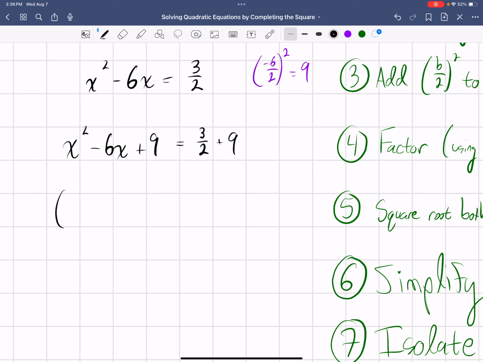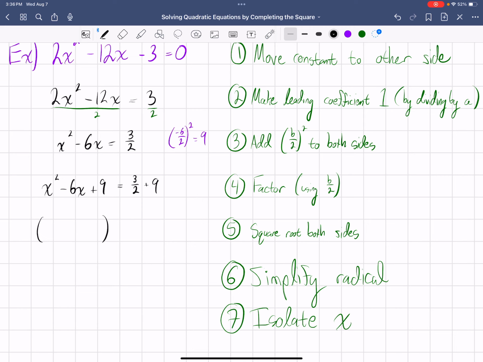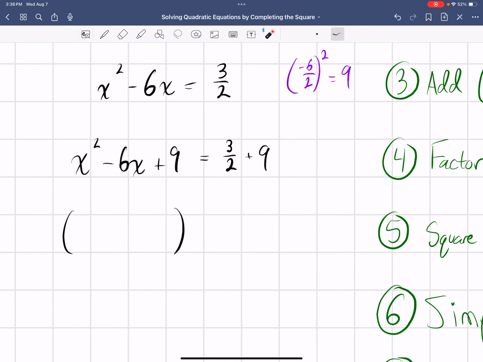It'll always factor into x plus b over 2, squared, right? So again, b is that linear coefficient, -6. b over 2, that's -3, and that's what our factors are. It's just going to be x minus 3. And again, like I said, we get the same factor twice, so we can just say x minus 3 squared equals.